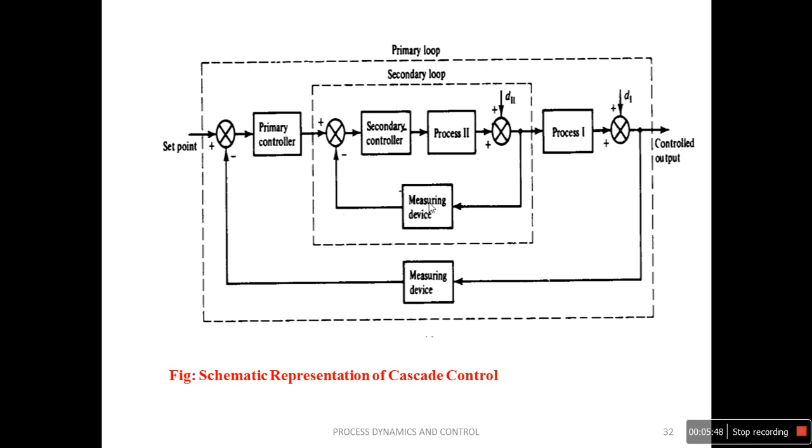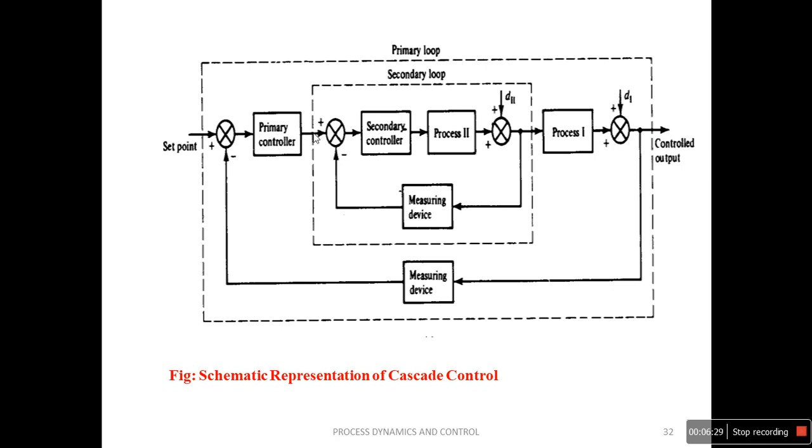If you observe the block diagram, here we have the set point which is provided by the operator, next the primary controller, next again a comparator, then the secondary controller, process 2, after that some disturbances, next process 1, and process 1 produces the output. That is the control variable. So the control variable, the process 1 output, which we want to control, is measured and compared with the set point, and depending upon the deviation, the primary controller will provide the necessary control signal.